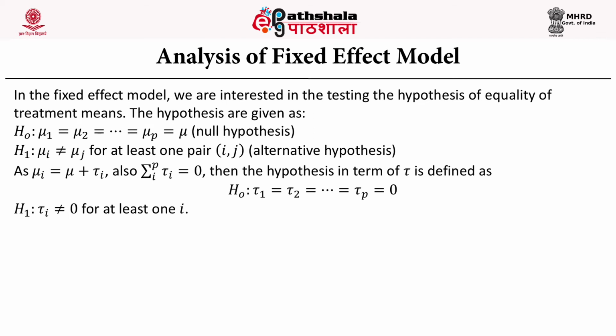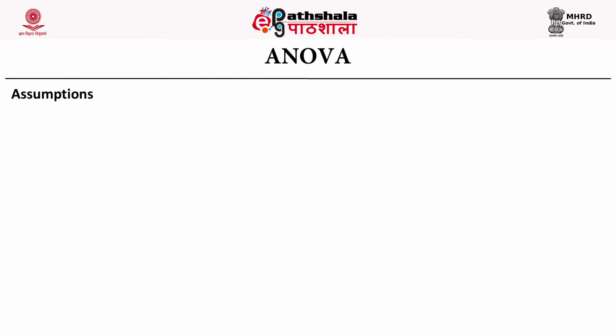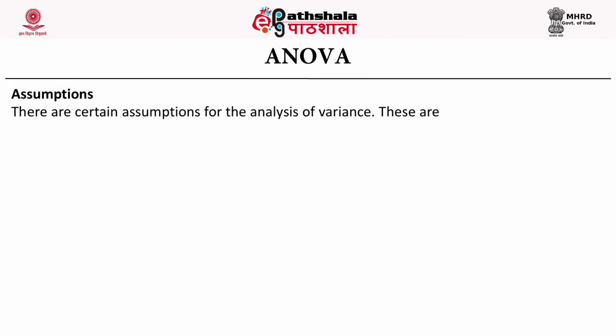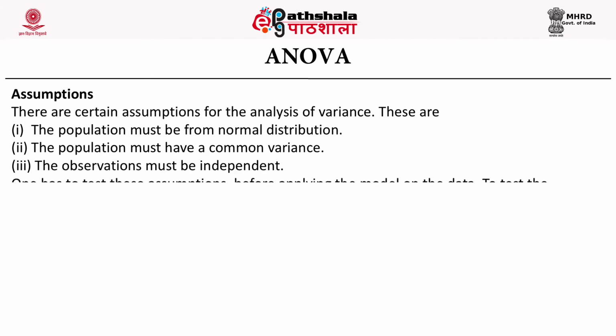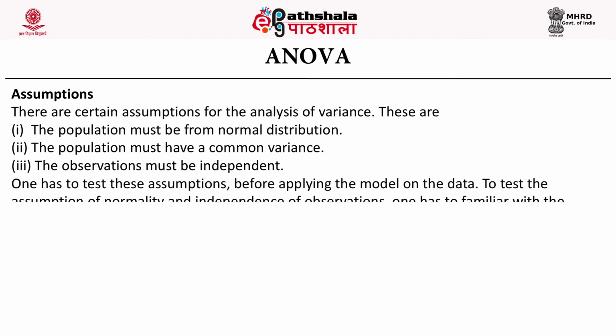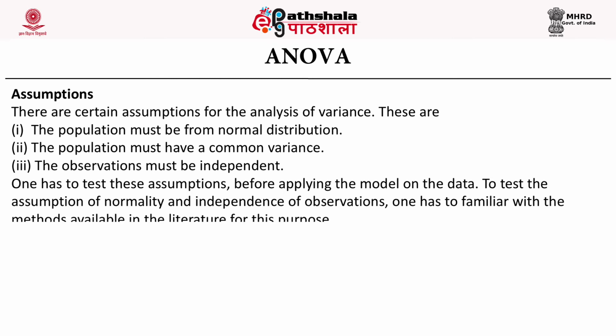Some of the assumptions of ANOVA are given here, as there are certain assumptions for the analysis of variance. The population must be from a normal distribution. The second assumption is that the populations must have a common variance, and the third is that the observations must be independent. One has to test these assumptions before applying the model on the data. To test the assumptions of normality and independence of observations, one has to be familiar with the methods available in the literature for this purpose.